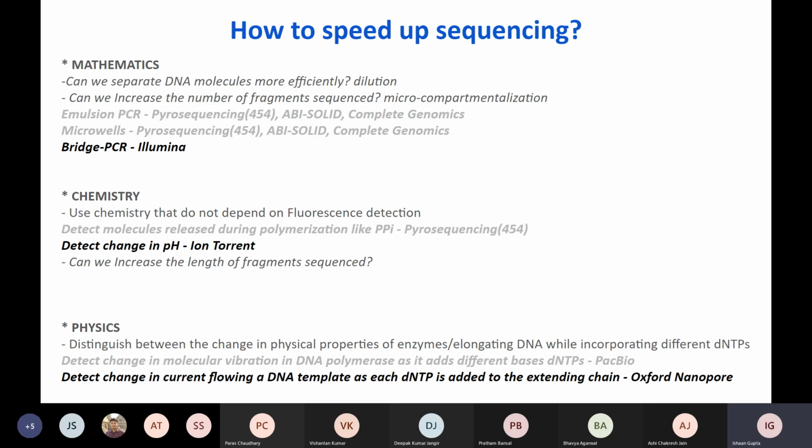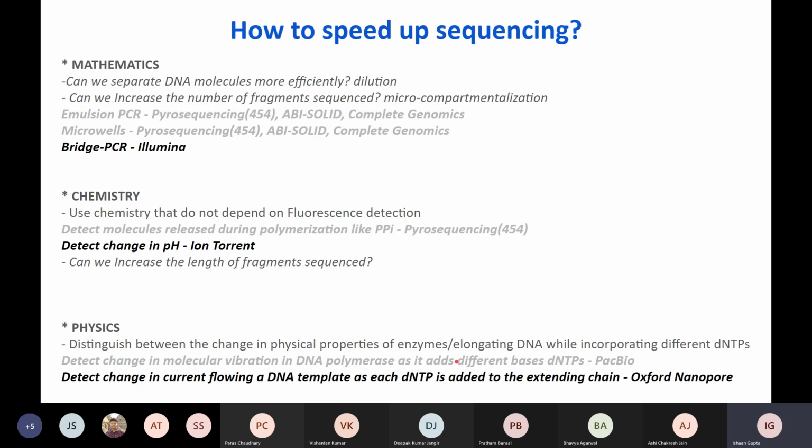So that is one. The second thing was, can we use something else as a proxy to detect the identity of the nucleotides, which is not fluorescence based? And that is when chemists suggested that you can actually use pH, right? Physicists, on the other hand, suggested that you can use the physical properties of the enzymes that are elongating, that are polymerizing your DNA.